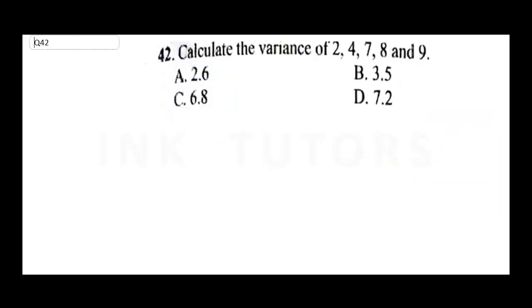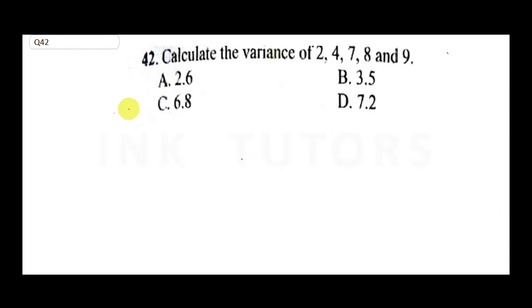Now, that takes us to question 42, which says calculate the variance of 2, 4, 7, 8, 9. The first thing you need to know is that the formula for variance is the summation of x minus bar x all squared, all over n. Put your x values in tabular form. So you're going to have 2, 4, 7, 8, and 9.